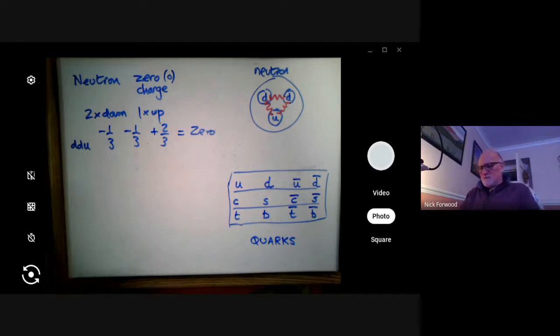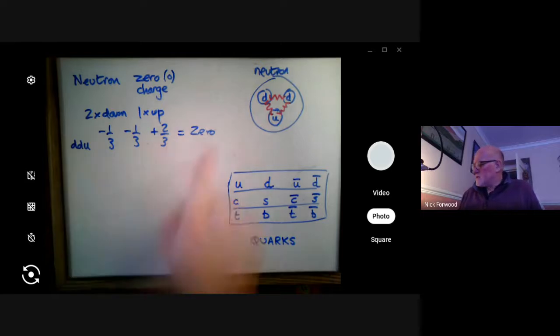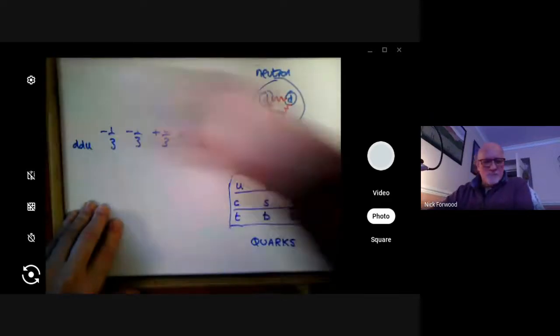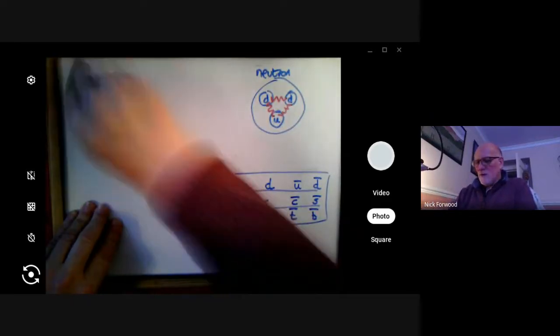Okay, so our 3 main particles then: electron, fundamental in itself, is a lepton. Our proton and our neutron are not fundamental. They're made up of quarks, which are fundamental, and these have fractional charges, and they join together to give the charges that we know of and are very familiar with.